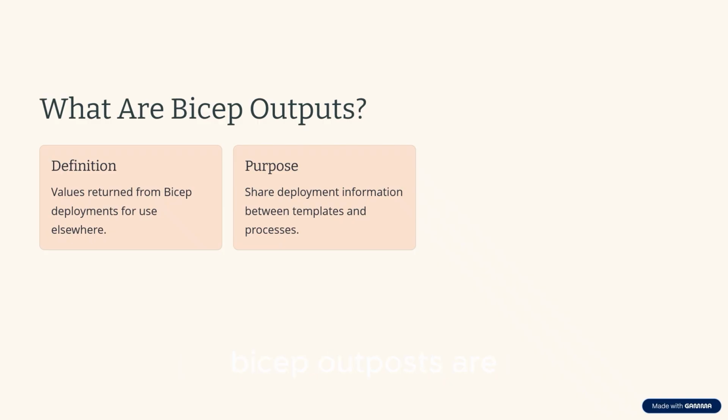Bicep outputs are values returned from a Bicep deployment for use anywhere. See Bicep outputs more like receipts from our deployments. This could include resource IDs, URLs, and keys that you can use in other templates, scripts, or pipelines. Basically, Bicep outputs help us share deployment information between templates and processes.